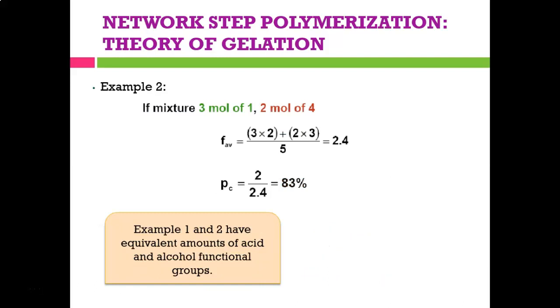So we have example 1 and 2 with equivalent amounts of acid and alcohol functional groups. For this one, 3 moles of 1 and 2 moles of 4. So 3 times 2 plus 2 times 3 over 5. So substitute into PC. It is indeed the equation, 2 over FAV. Okay.